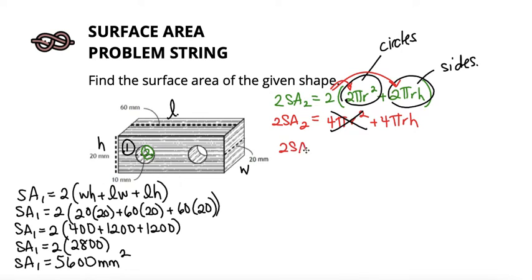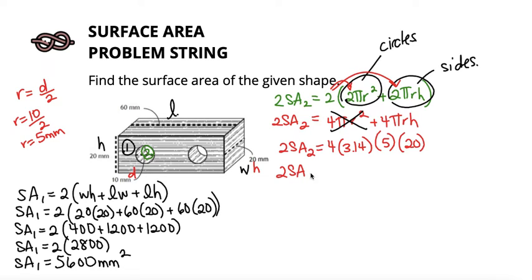So 2 surface areas of just the sides of the cylinder is 4 times 3.14 times the radius. We need to calculate that. So this 10 millimeters refers to the diameter. So the radius is half of the diameter, or half of 10, which is 5 millimeters. So my radius is 5, and the height of the cylinder is the width of my brick, which is 20.